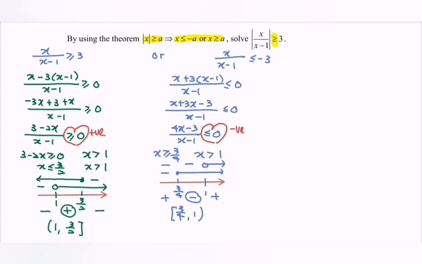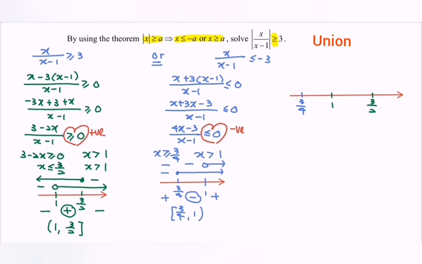Now we have the left hand side which is green in color and the right hand side which is blue in color. Next we have to make use of the OR, which is another number line. Illustrate the green in color, where we have 1 and then 3 over 2. As for the blue in color, we have 3 over 4 and 1.